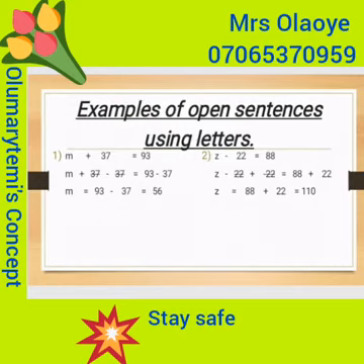Examples of open sentence using letters. Example 1 says m plus 37 equals 93. The first step is that we are looking for what? We are looking for the letter m. For us to find letter m, we have to get rid of the plus 37 that is close to it.